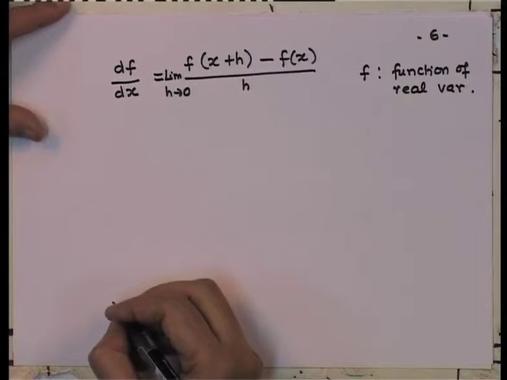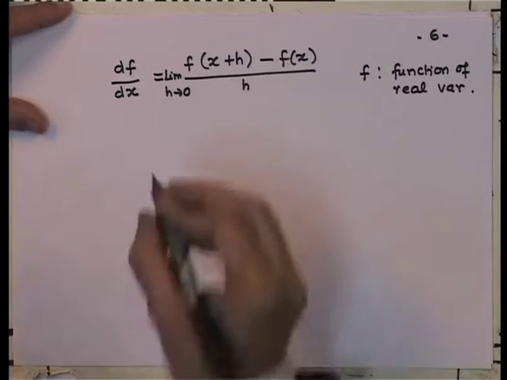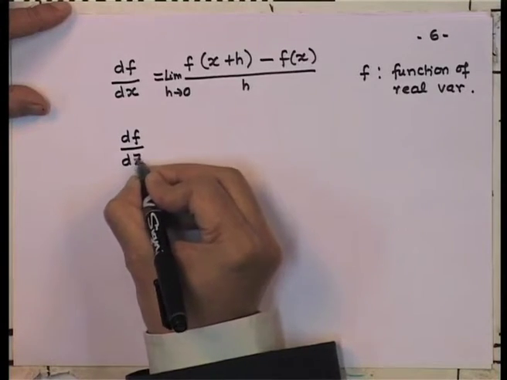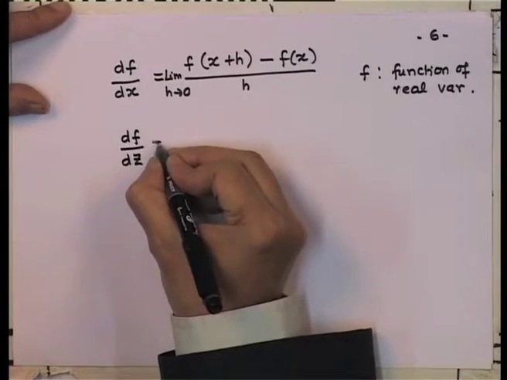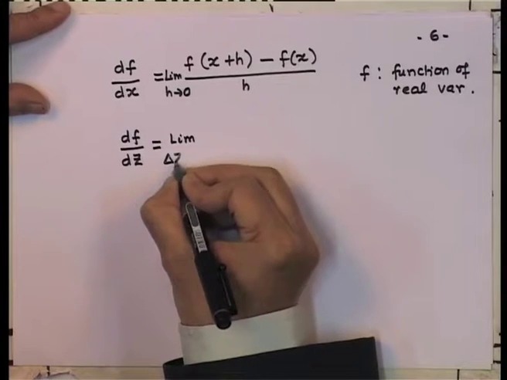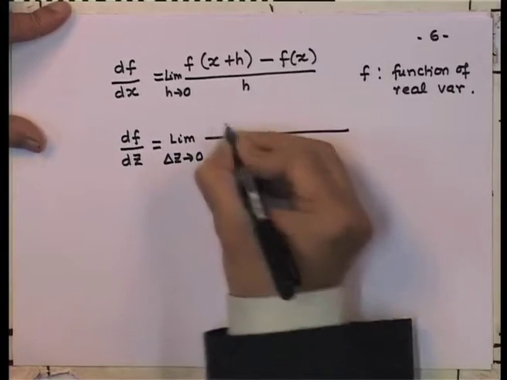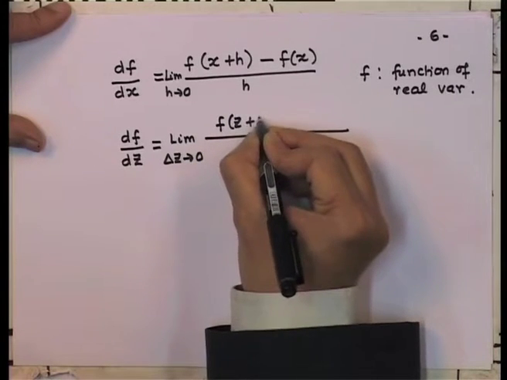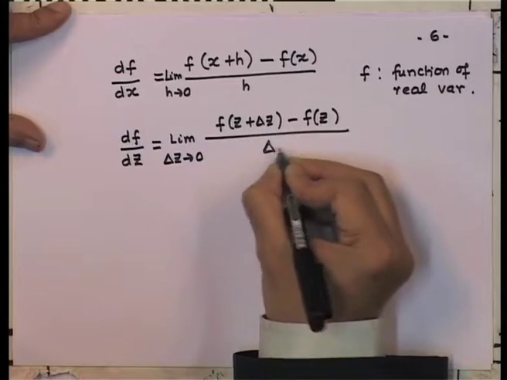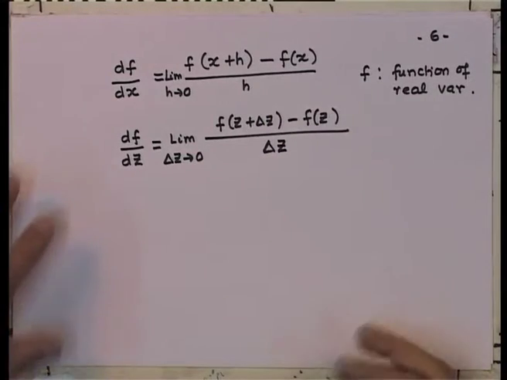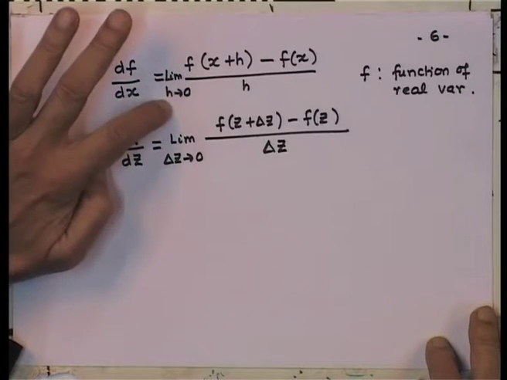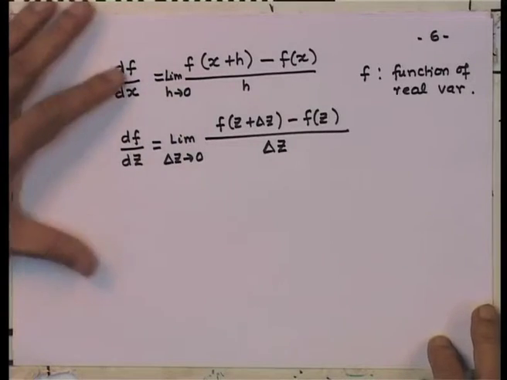Now, if instead you considered a function of a complex variable, then I want to write down what is df by dz. I borrow essentially the same definition, and instead of h, let me write delta z going to 0. I have f of z plus delta z minus f of z divided by delta z. Now, notice an important difference between these two cases. Here we did not talk about how the thing goes to 0.